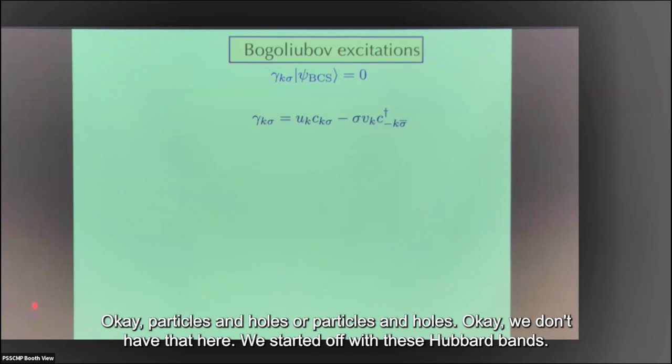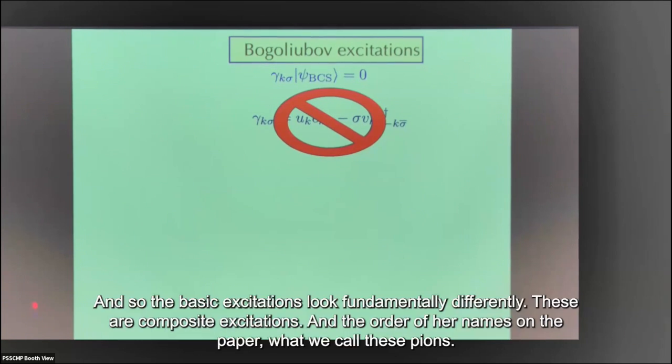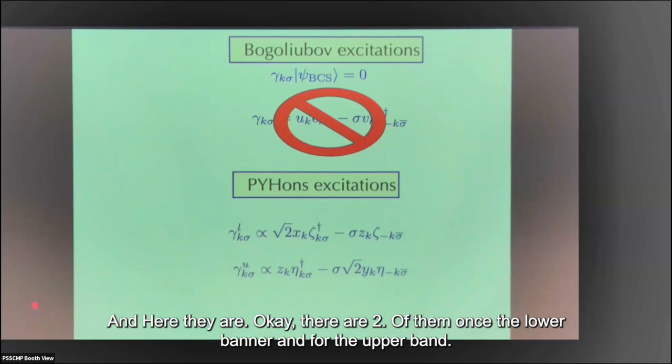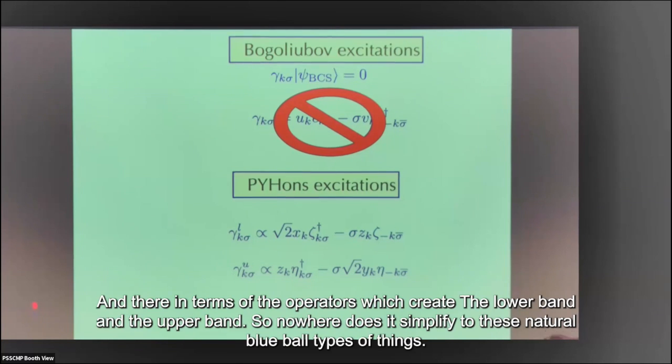We don't have that here. We start off with these Hubbard bands, and so the basic excitations look fundamentally different. These are composite excitations, and in the order of our names on the paper, we call these pions. And here they are. There are two of them, one for the lower band and one for the upper band, and they're in terms of the operators which create the lower band and the upper band. So nowhere does it simplify to these natural Bogolubov types of things.